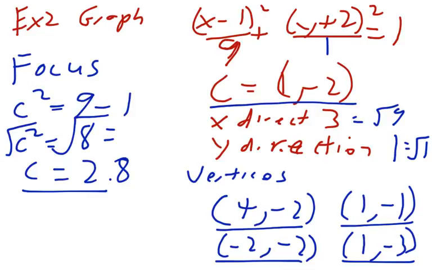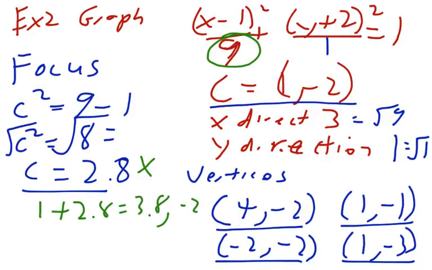Let's not forget that the focus is in the x direction this time, because 9 is bigger than 1. So I'm going to do 3 plus 2.8. Hold on, not 3. 1 plus 2.8 is 3.8, comma, negative 2 because the y value didn't change. And 1 minus 2.8 is negative 1.8, comma, negative 2 because the y value didn't change this time.